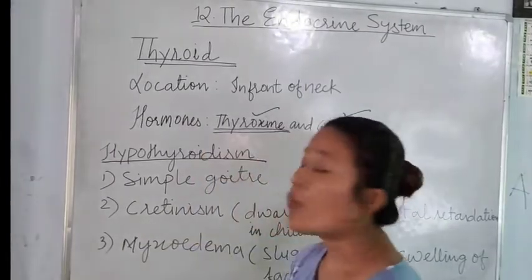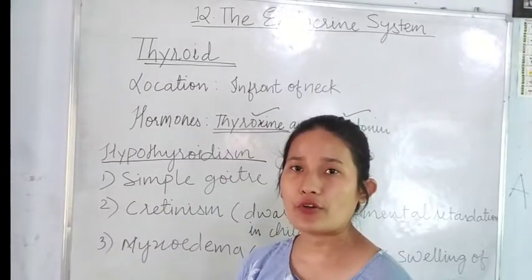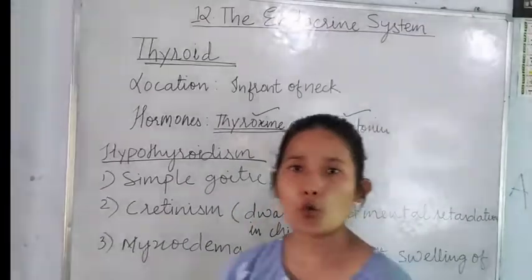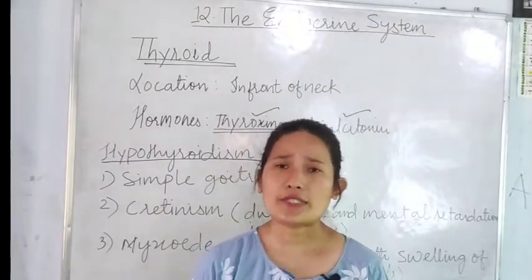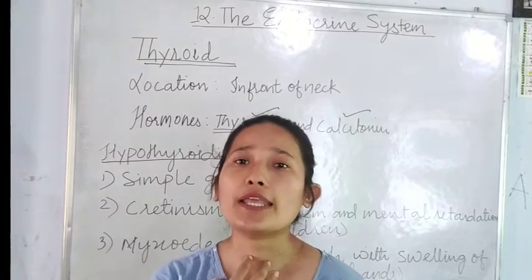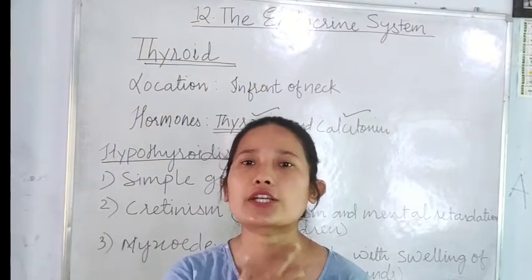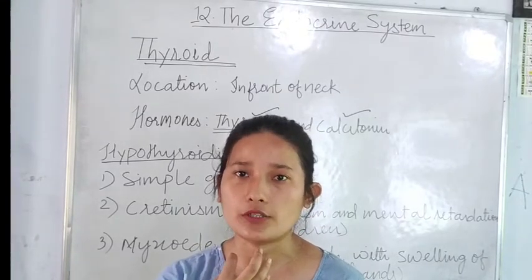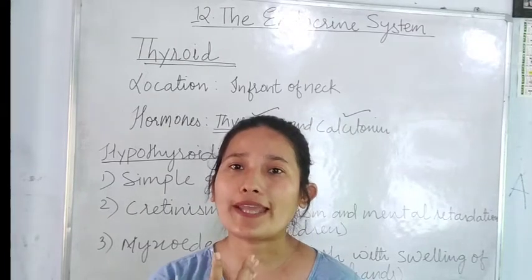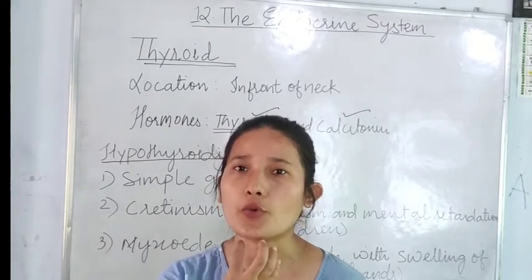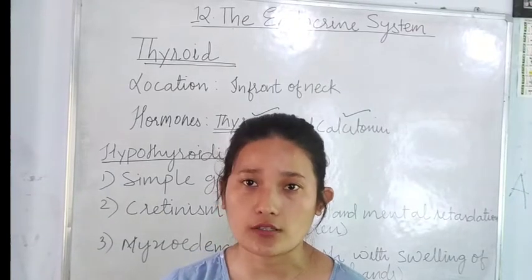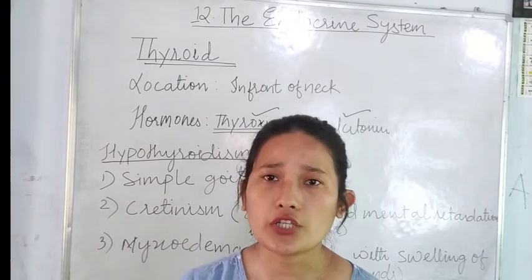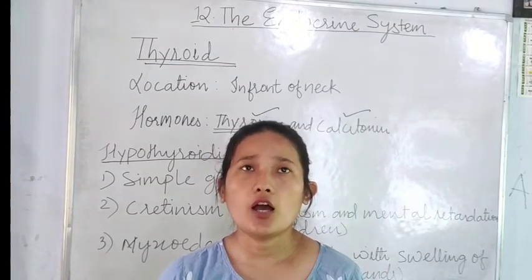Okay, now what are the different diseases caused because of hypothyroidism? Number 1 is your simple goiter. Now if you have seen some of the people with a swelling occurring in the neck region, in this region, a ball like pouch, have you seen that? Some of the people, you might have seen that there's a swelling occurring, that is known as goiter. Now how does goiter occur? Goiter occurs because of low secretion of thyroxine.